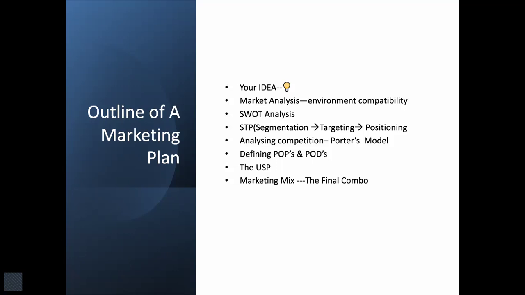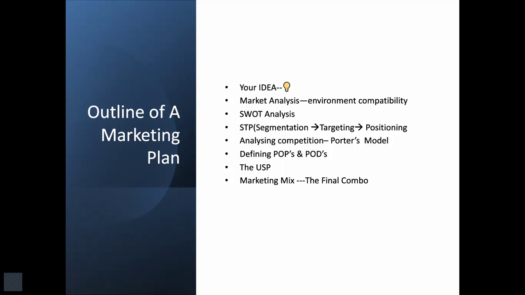SWOT analysis, that's strengths, weaknesses, opportunities, and threats. And they are deduced from the environment. Strengths and weaknesses are related to the internal environment of an organization, and opportunities and threats come out of the external environment. Next comes the STP, that is segmentation, targeting, and positioning. Again, all these things will come out of the previous work we have done so far.